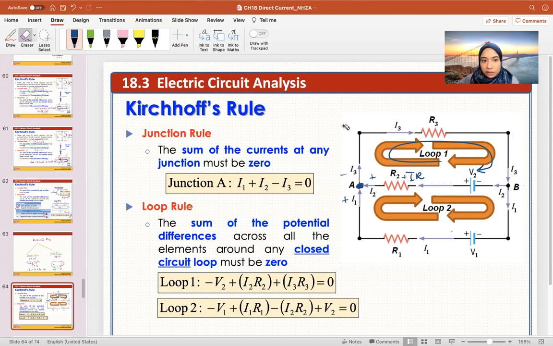Then I move along, nothing else yet. Then I meet R3. The current flowing through it is I3, and we are going together in the same direction, so this becomes a positive IR. Positive I3 times R3. So minus V2, positive I2 R2, positive I3 R3 equals 0. Because when I move along this loop, I meet the voltage again, so it's finished. It equals 0.